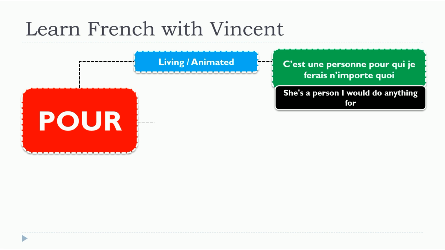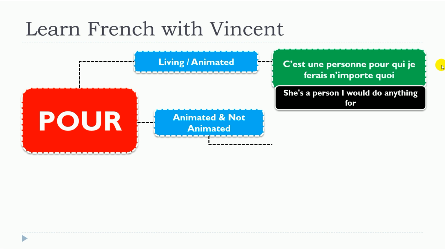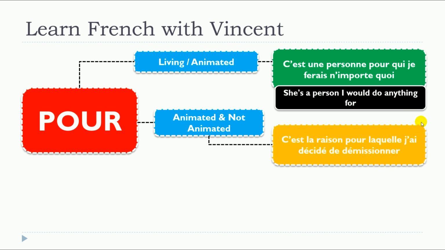Let's see the second case. Animated and not animated, but in that case, as you can see, we're not talking about humans because humans will belong to the first category and we will use the pronoun qui. In that situation, we'll have this example: c'est la raison pour laquelle j'ai décidé de démissionner.